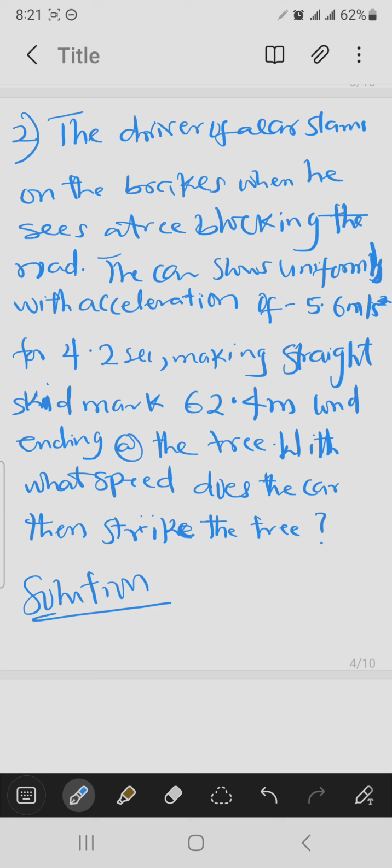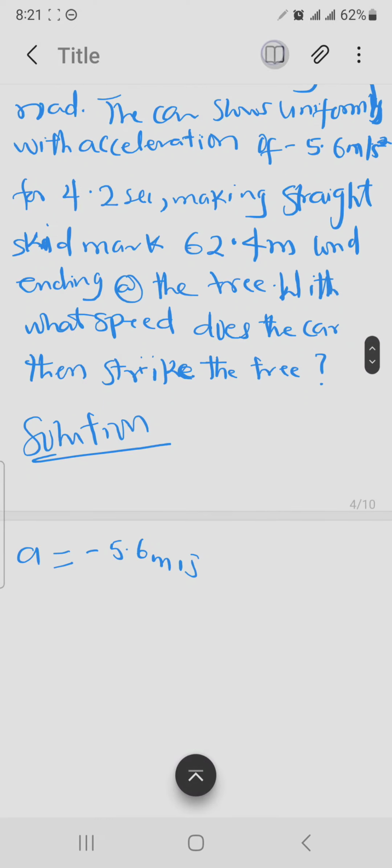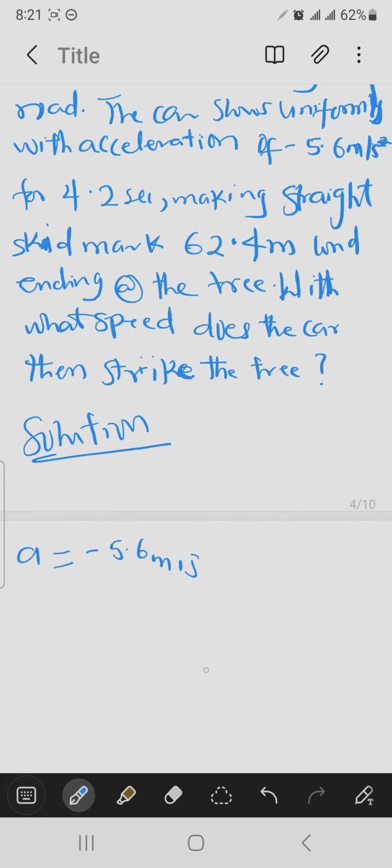If you were accelerating at a very high speed before, it will be reduced. That's what it means. They now say that the car slows uniformly with an acceleration of minus 5.6 meter per second square. It means this is retardation.